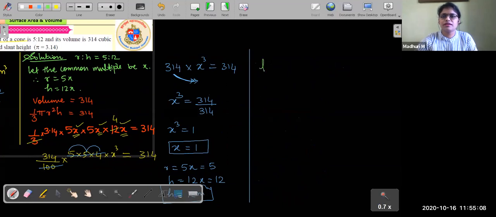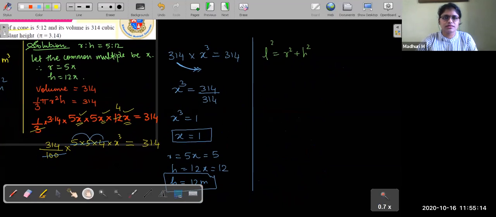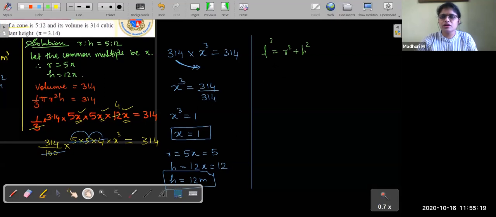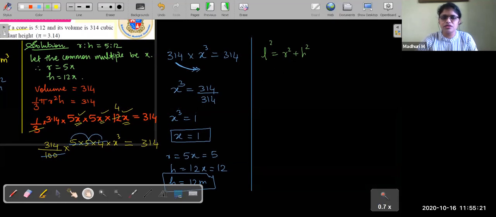So how do we find L? L squared equals R squared plus H squared, right? And what is the length, what is the height and what is the radius? We already know that. So just substitute the values. Radius is 5 and the height is 12. It's 5 squared and 12 squared. I leave the calculations to you now. I'll give you 10 or 20 seconds. Go ahead and try out the calculations. Once you have finished the calculation, just raise your hand.